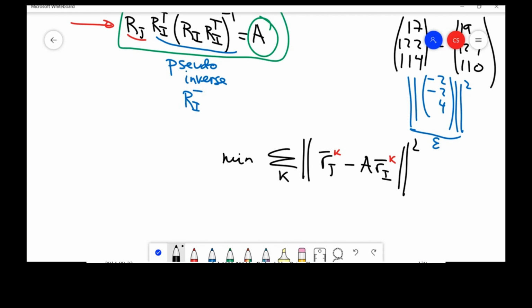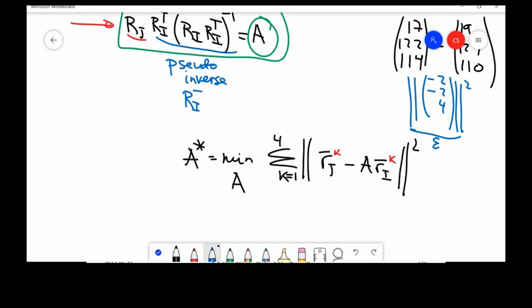So let's put some numbers so that we don't get lost. So k goes from 1 to 4 because I have 4 pairs. This is the minimization with respect to what I'm looking for. I'm looking for the matrix, so this is a minimization with respect to A. And it will give me the best A. The best is normally denoted with a star.